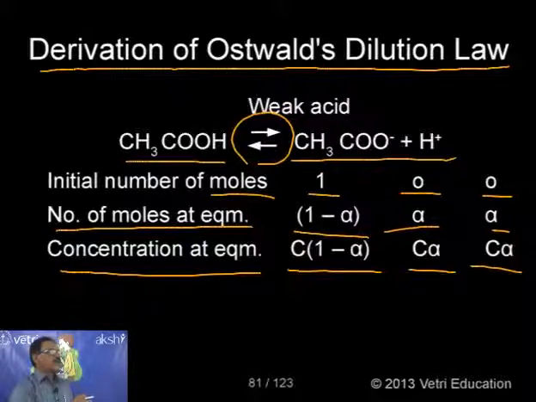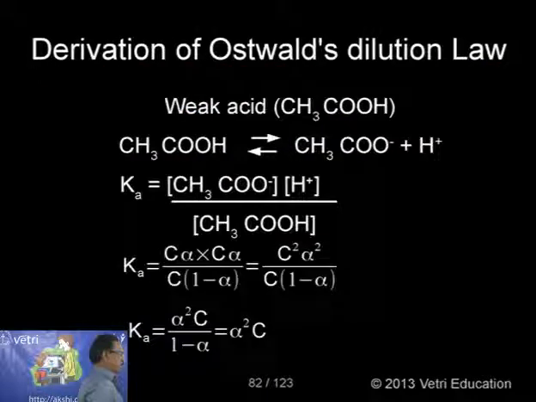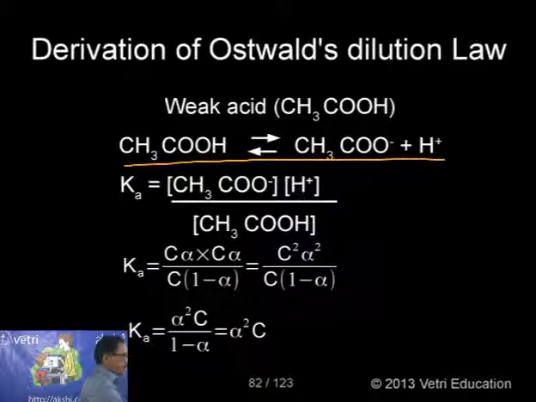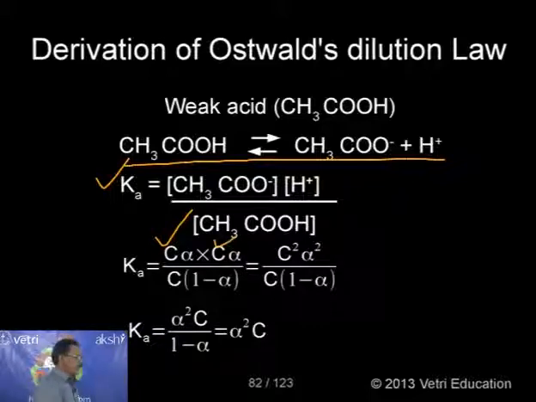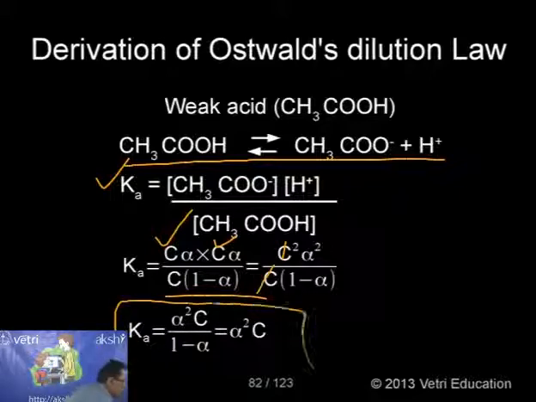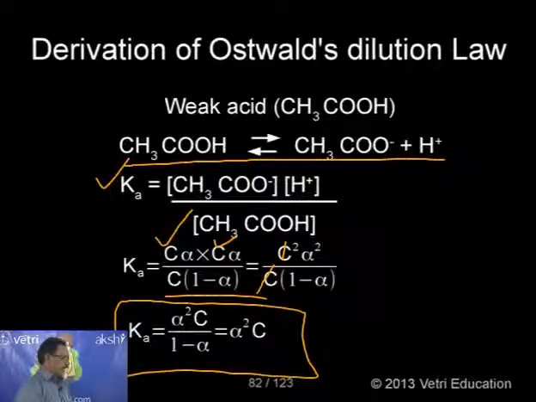But we know the ionization constant Ka from the equation. So we will substitute this value there. For this weak acid, we know Ka equals acetate ion into H plus divided by acetic acid. So substitute all the values. Instead of acetate ion, I can write C alpha. Instead of H plus, I will substitute C alpha. And instead of acetic acid, I will substitute C into 1 minus alpha. So multiply, C squared alpha squared divided by C into 1 minus alpha, so C cancels. Now I get Ka equal to alpha squared C divided by 1 minus alpha.